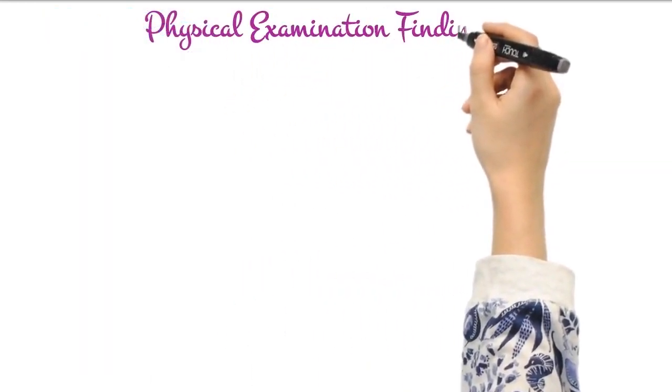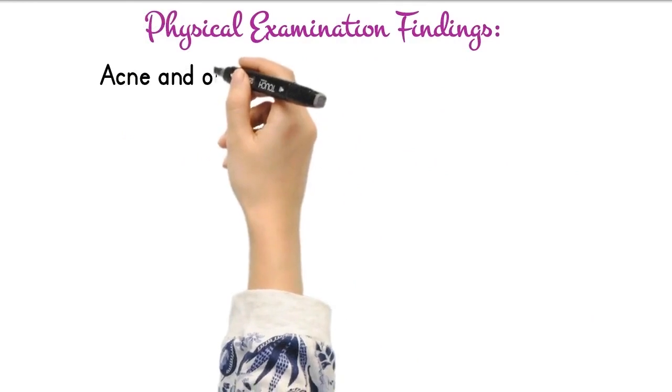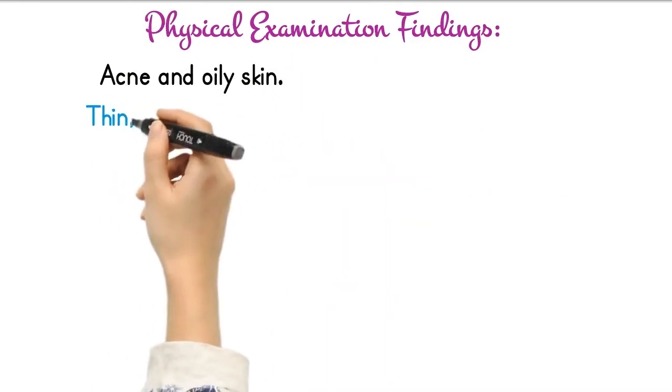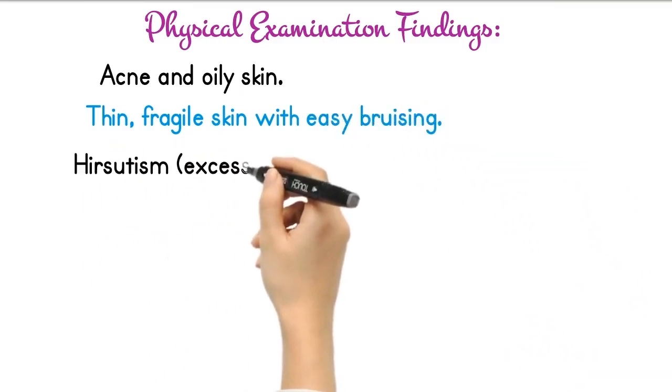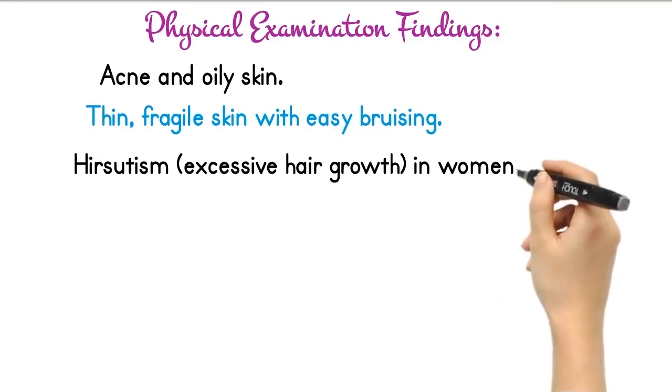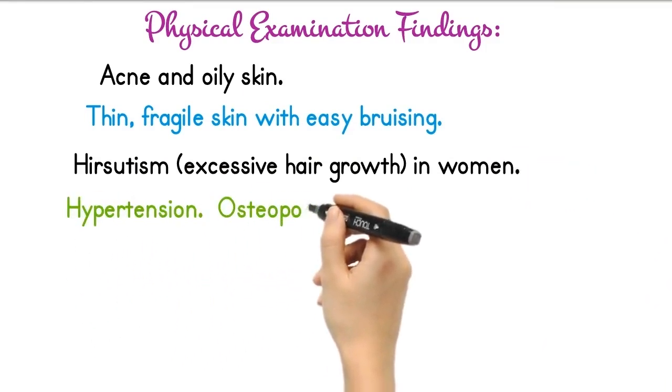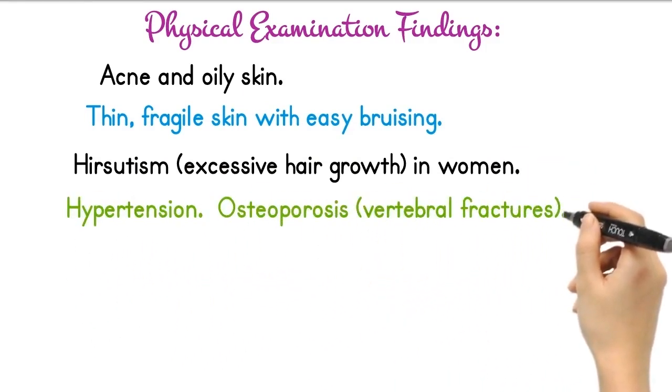Physical examination findings: acne and oily skin, thin, fragile skin with easy bruising. Hirsutism, excessive hair growth, in women. Hypertension, osteoporosis, vertebral fractures.